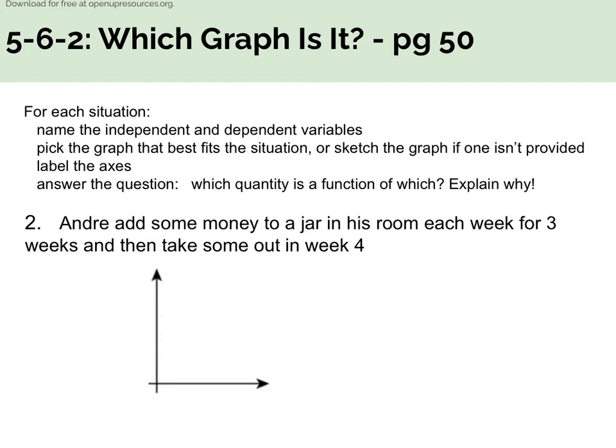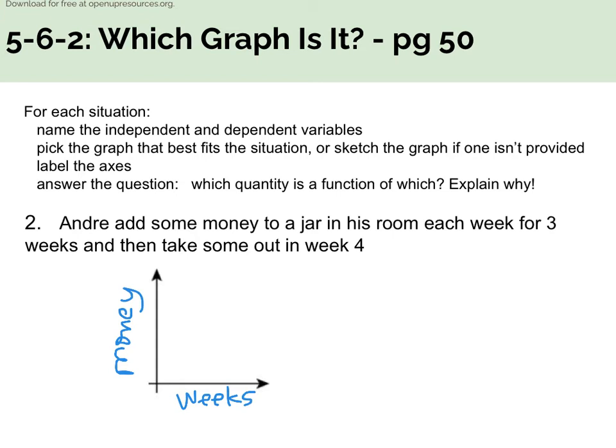The first thing I like to do is label my graph. The dependent variable is our money, and the independent is our time, or the weeks that he puts money in. He's just putting money into the jar itself. So each week he has like $1 and he puts it into the jar.